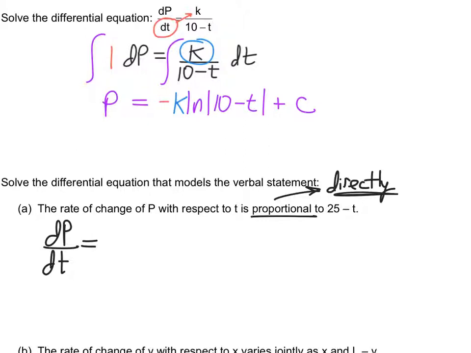If it's some other kind of proportionality, they would indicate that. If it's inversely proportional, they would say inversely proportional, or jointly. So the model is going to be in the form of y equals kx. So dp/dt equals k times the thing that it's proportional to, in this case 25 minus t.